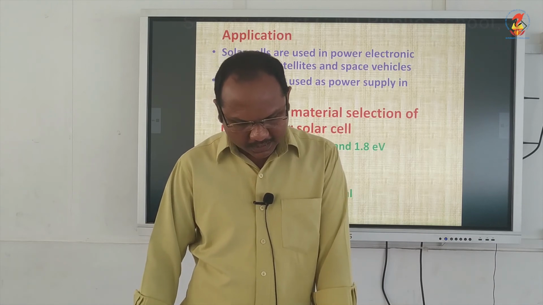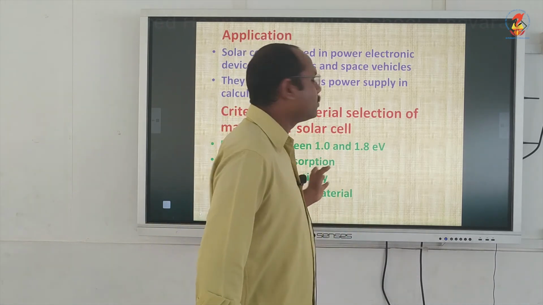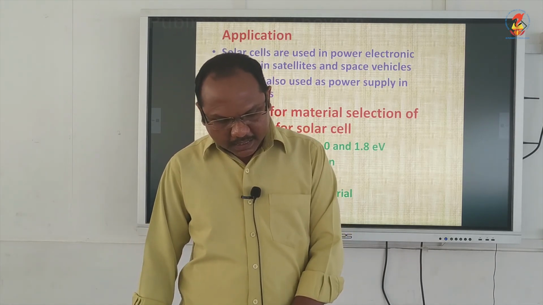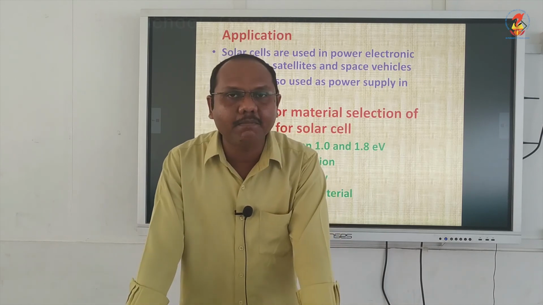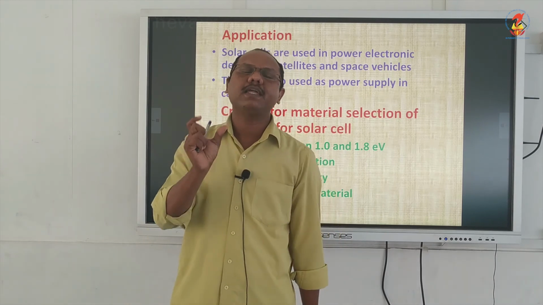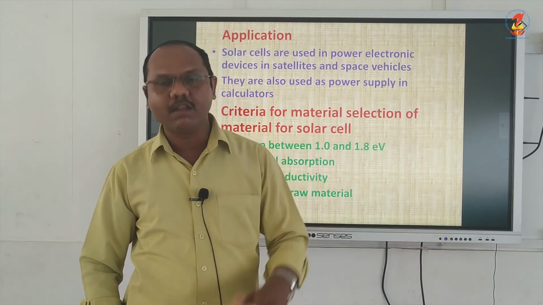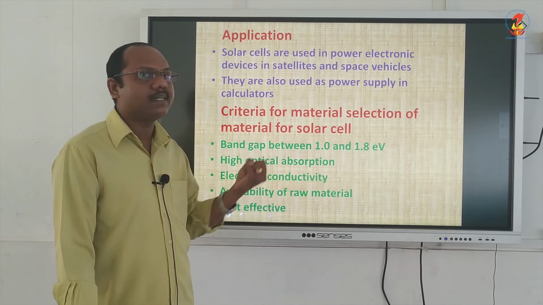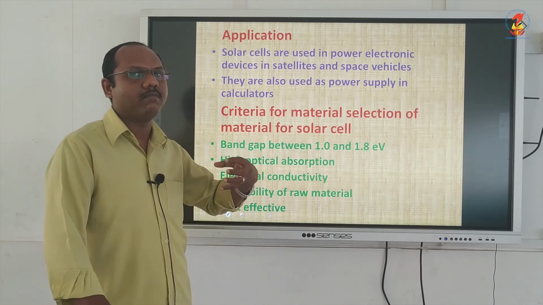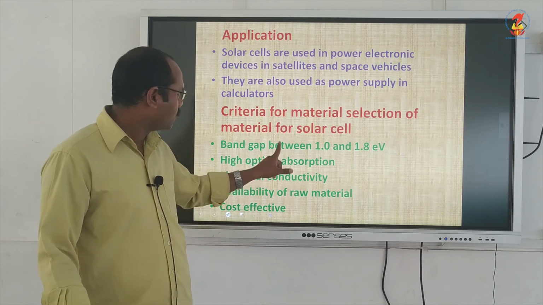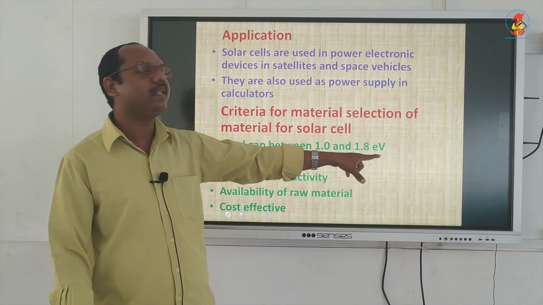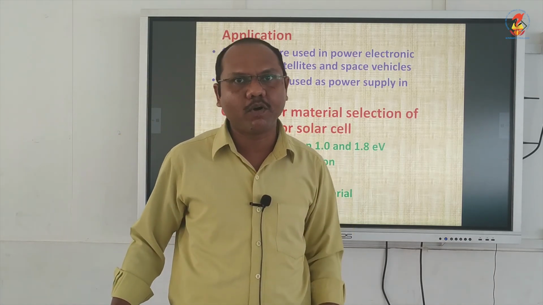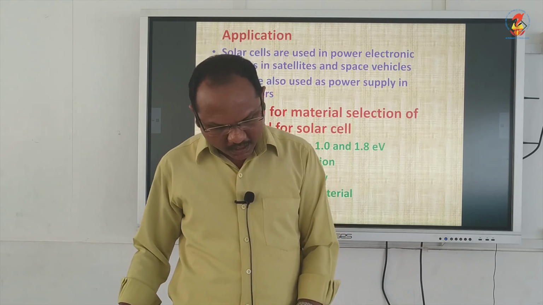So those are the important criteria, and you have to think one more thing. The material having a band gap of about 1.5 electron volt is the ideal material for making a solar cell, because that will have high optical absorption and it can convert the light energy to electrical energy. So the band gap should be between 1 to 1.8 electron volt, but the ideal material has a band gap of 1.5 electron volts. Okay.